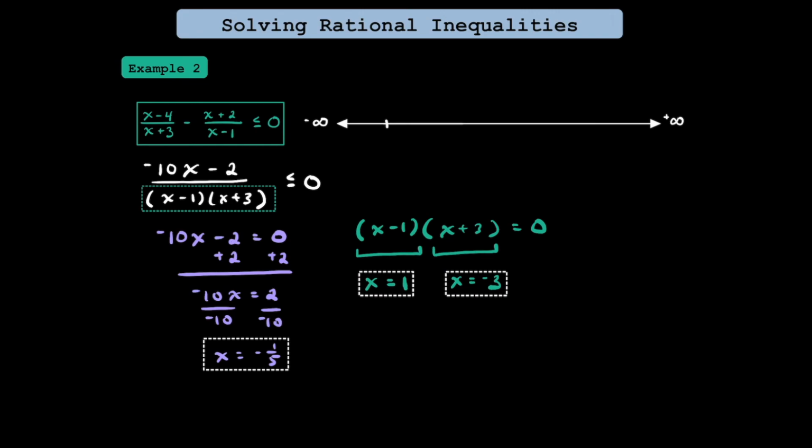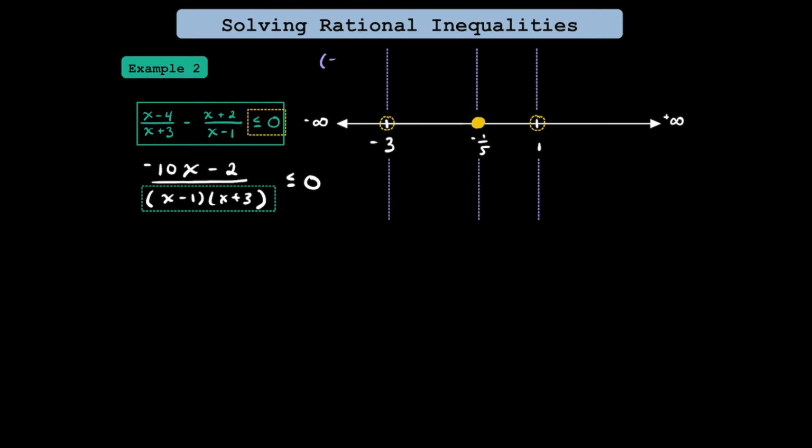Next, I'm going to go to my number line and plot these important points down. Here we have negative 3, we have negative 1/5, and we have 1. Since we have an inequality of less than or equal to 0, we know we're going to put a closed circle here on negative 1/5. However, we're going to have to put open circles on negative 3 and positive 1 since they're in the denominator. There are vertical asymptotes located here.